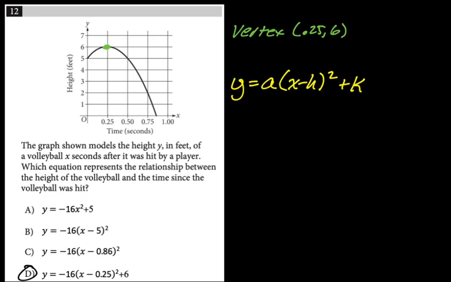Here's the reason. One of the forms that you should be very familiar with is y equals a, the quantity x minus h squared, plus k. In that form, the vertex is the ordered pair h comma k. So 0.25 is h, 6 is k. Plug them into that formula, look at the answer choices, it has to be D.